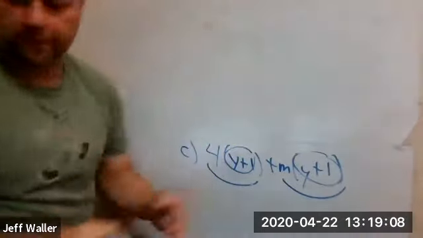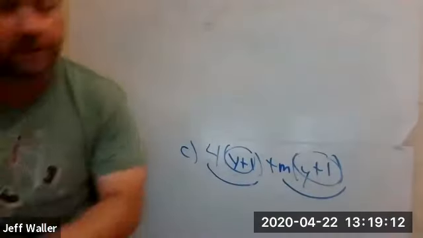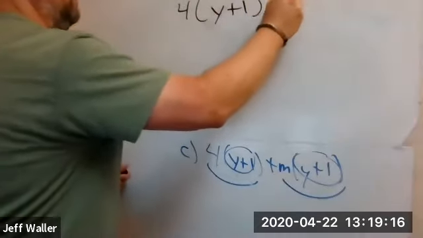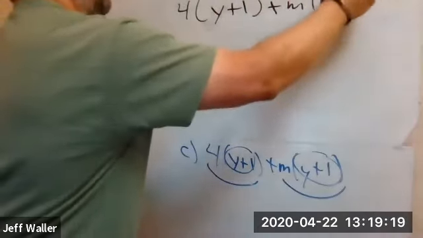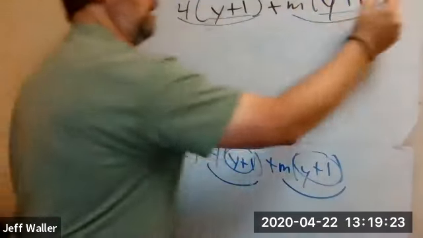Just show you what happens and see what you think. It's really the same exact thing. 4 times this number plus m times the same number. So what do these two have in common? They have y plus 1 in common.